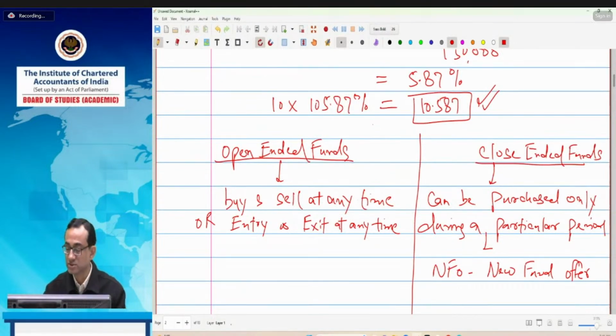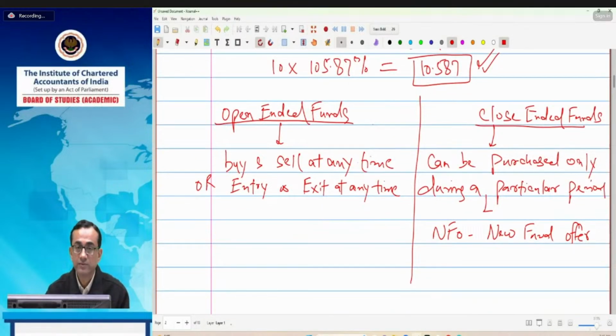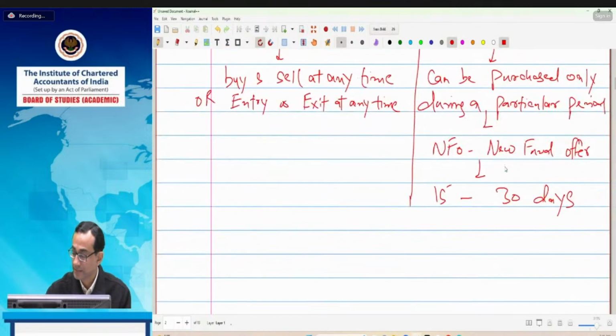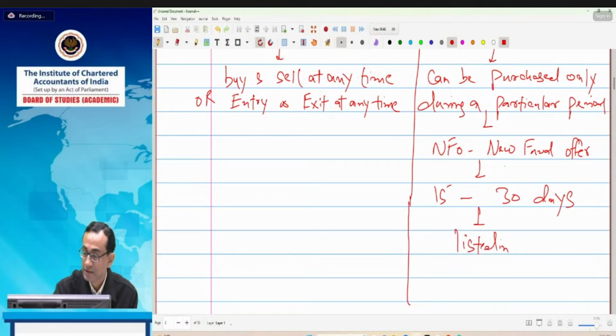If any new mutual fund is launched, it is available for investing by the public, and the period is generally from 15 to 30 days. During this period, if the investor wants to invest in a closed-ended fund, he has to invest during that period only. After that, it is closed, so he cannot purchase the unit. But is there a solution? The answer is yes. It can be purchased later on because these closed-ended funds are listed on the stock exchange.